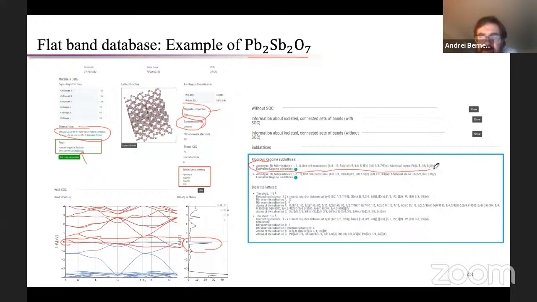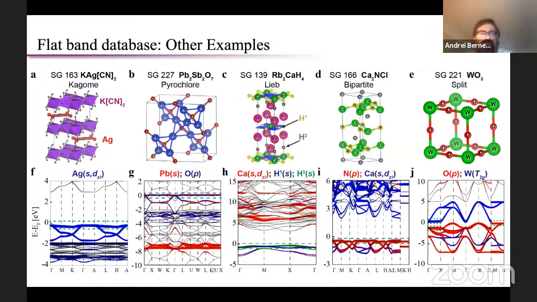For example, these atoms, on some Miller indices planes, form a Kagome sublattice. These atoms on Miller indices planes form a Kagome sublattice, okay? And then you can find out that this has also bipartite sublattices, not just Kagome, etc. And you can find all this information here on this website. Okay, so these are several of the materials that we showcased.